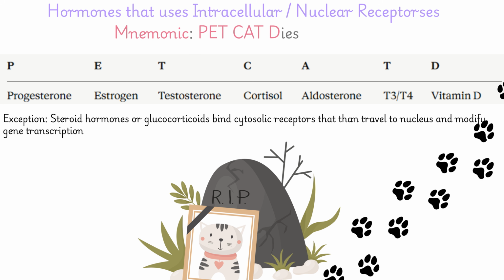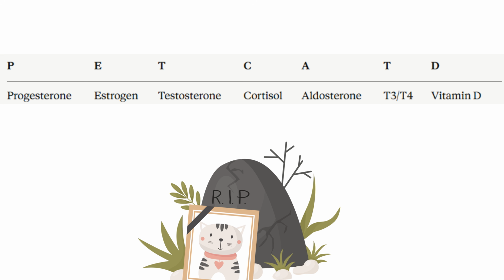Now, there is an important concept to understand here. Glucocorticoids and steroid hormones first bind to receptors located in the cytoplasm. After binding, the hormone receptor complex moves into the nucleus, where it binds to DNA and changes gene transcription by activating or suppressing specific genes. So remember, the receptor starts in the cytoplasm, the hormone binds, and then the complex moves into the nucleus. This is different from thyroid hormones, T3 and T4, because their receptors are already located inside the nucleus. And that completes our hormone signaling pathways.